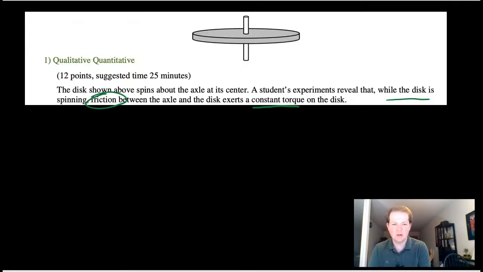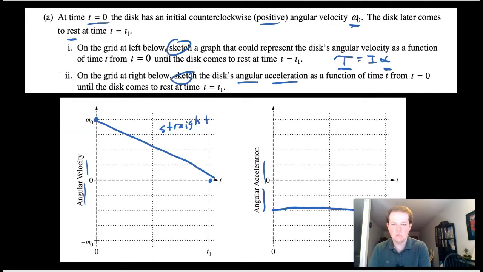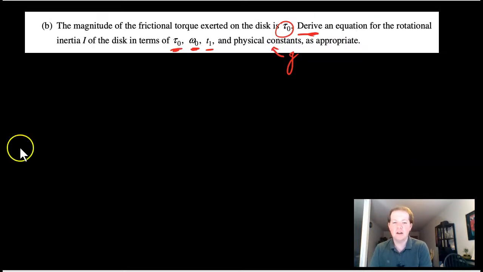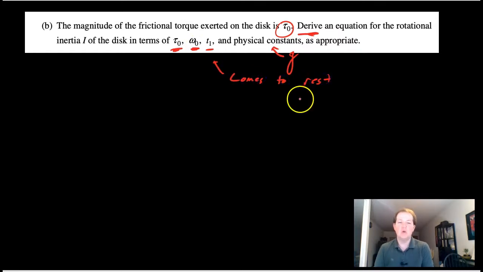Let's remind ourselves. What was T1? Oh, T1 is when it comes to rest, and omega naught was that initial velocity. That's right. So this here was the initial velocity, and that makes sense, omega naught. And T1 was when it comes to rest. So I'm trying to derive an equation. I have torque, I have velocity, and I have time.